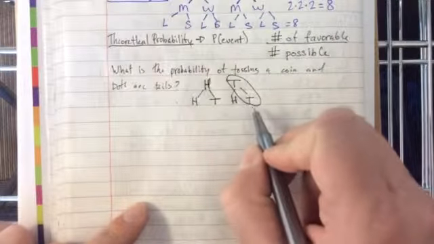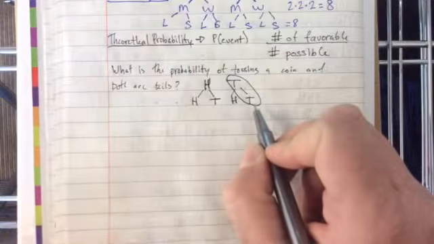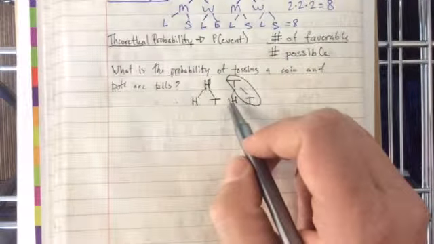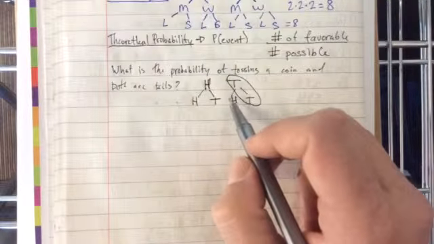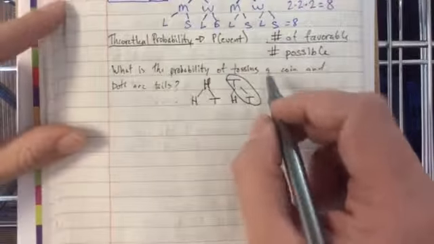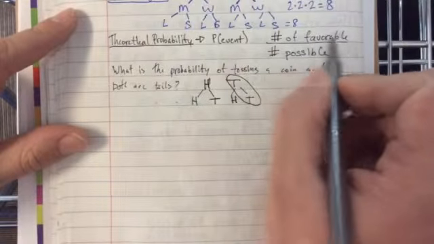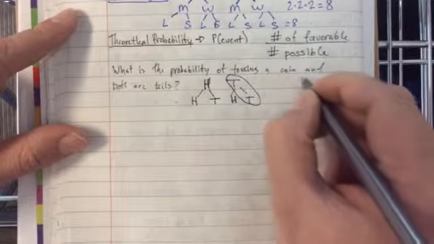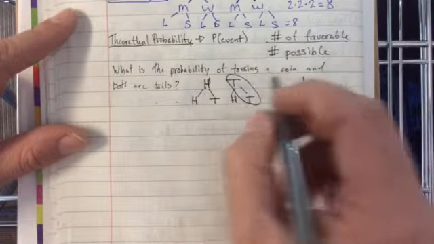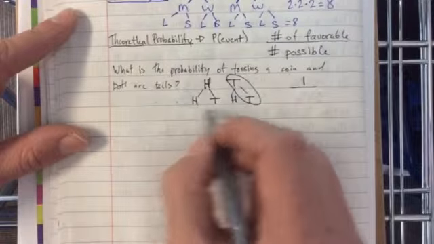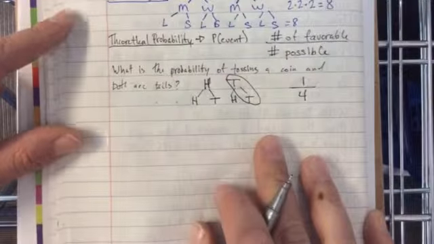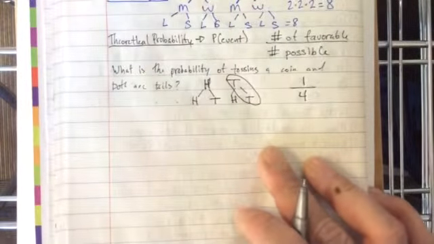So across the bottom, how many options did we have? We had 4 total options. How many were favorable? 1. So the number of favorable options that we had, it'd be 1 over 4. We had 1 favorable option. We got tails twice, 1 time. And the total number of options that we had? 4.